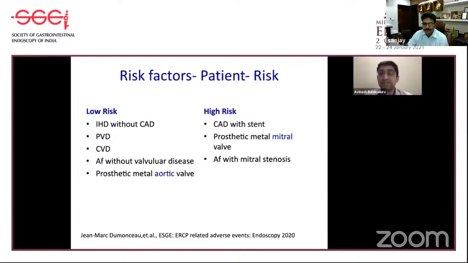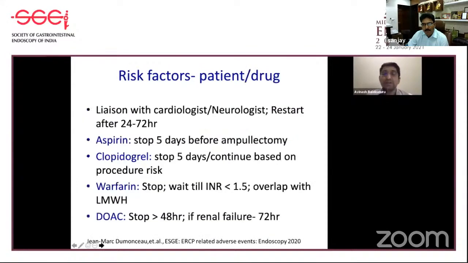When we say high risk, that is obstructive coronary artery disease with stent, prosthetic metal mitral valve, and atrial fibrillation with mitral stenosis. These are all the patients whom we consider high risk. Coming to the drug, the majority of these patients are cardiac or neurology patients.